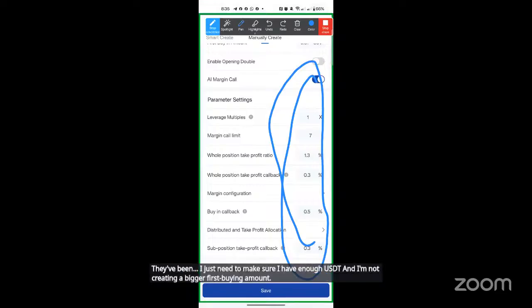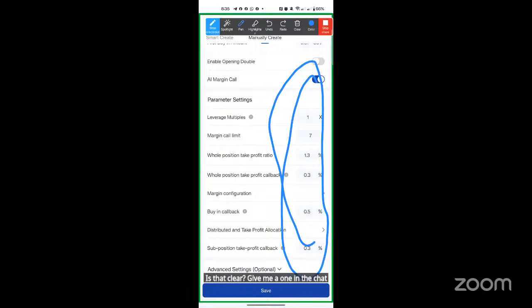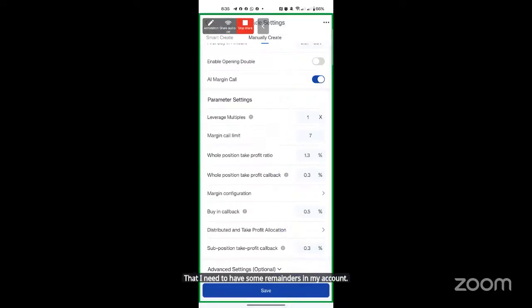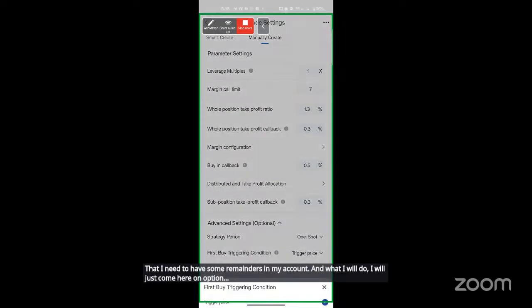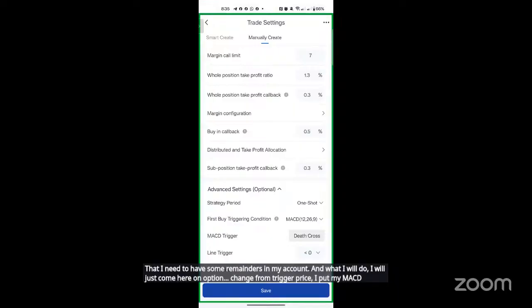Is that clear? Give me one in the chat. Next time I could go deep into this. But I just need to make sure that I'm not creating a bigger first buying amount, that I have some remainders in my account. And what I will do, I'll just come here on option, change from trigger price. I put my MACD, death cross.